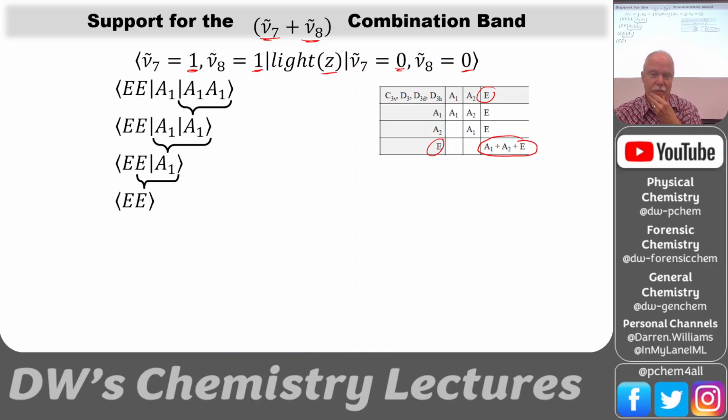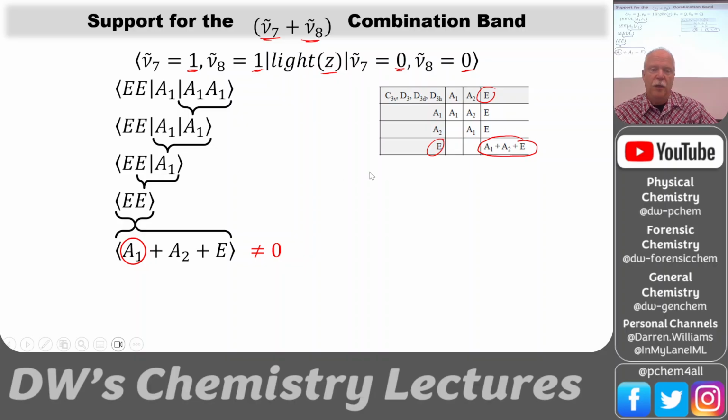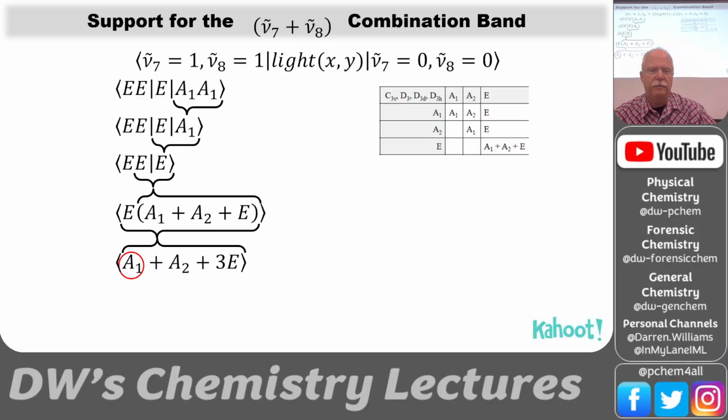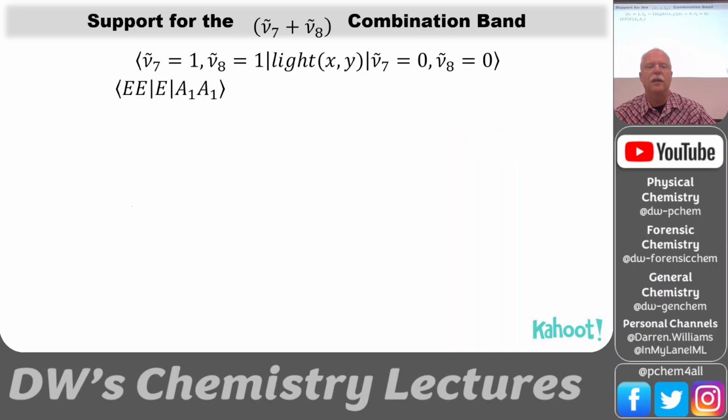Okay. And then if we had G's and U's, we would use the G and U symmetry on top of that. So this gives us A1 plus A2 plus E, and A1 is the top row of our C3V character table. So this is not equal to 0. Okay, so we just did 7 and 8. Oh no, this is with XY light, sorry. Let's see if XY light is allowed.